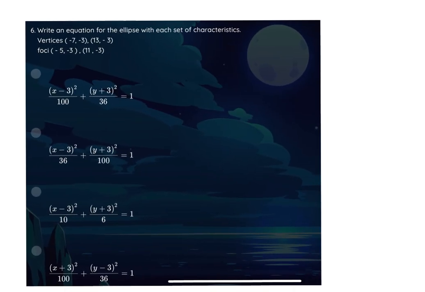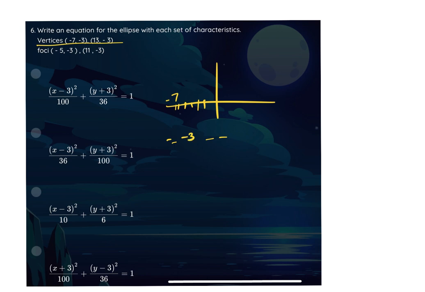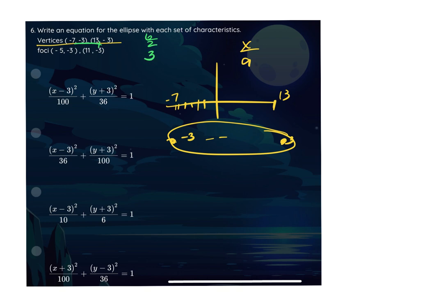All right, it says write an equation for the ellipse with each set of characteristics. It gives you the vertices -7, -3 and 13, -3. So if those are your vertices, that means that it's horizontal. So your x gets the a. It also means your midpoint is your center. So halfway between -7 and 13 would be 6 over 2, which is 3. So center's at 3, -3.